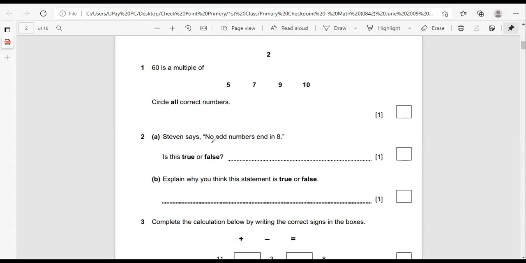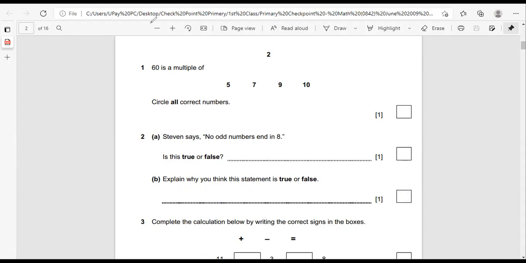Question number 2. Steven says no odd number ends in 8. Is this true or false? Obviously it's true. Why? Because odd numbers can't end up with 8. So basically even numbers end up with 0, 2, 4, 6 and 8. So what you can write here, B part, explain why you think this statement is true or false. Why is it true? 8 is an even number. So if you write that, you will get 1 mark here as well.